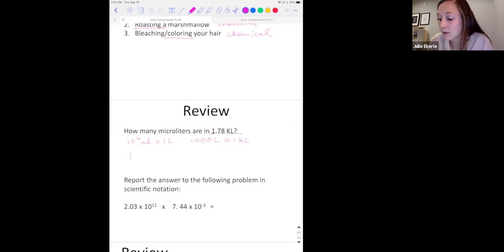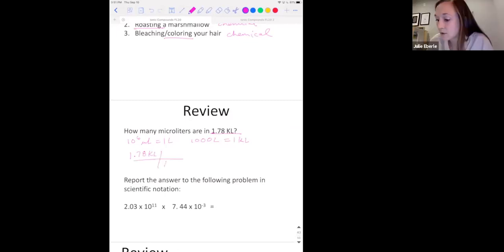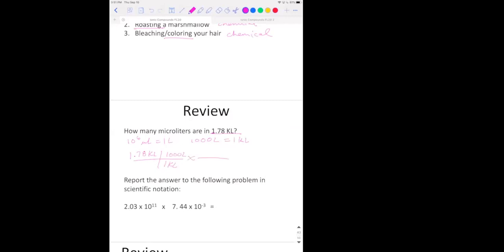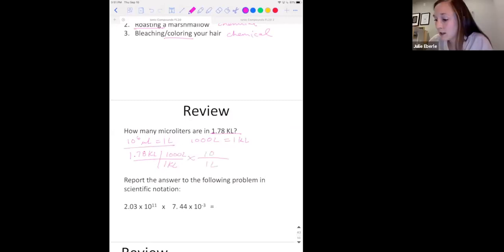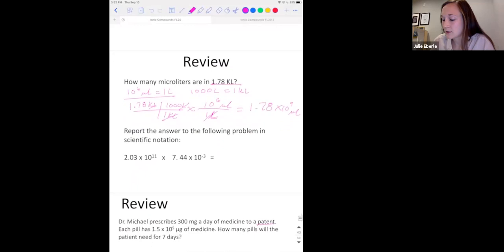I'm going to start with the number given, 1.78 kiloliters. I'm going to cancel kiloliters. Now I'm going to use this relationship. For every 1 liter, we get 10 to the 6th microliters. Okay, so you should have 1.78 times 10 to the 9 microliters. Liters cancel, kiloliters cancel. Questions there? Okay, let's move on to the next one.